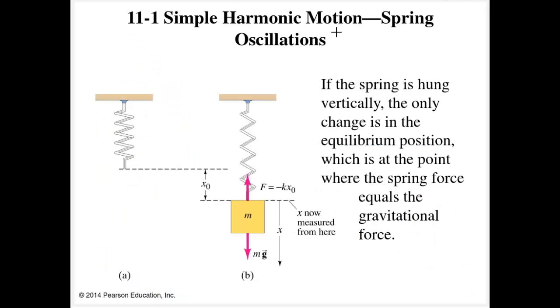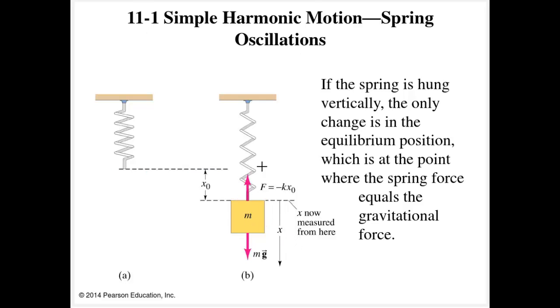We can still hang the spring vertically, or we can hang the mass vertically. All that we're really doing is changing the equilibrium point. The unstretched spring would initially be here. Now we hang a mass off of it, and the mass obviously has some weight, so it's going to stretch the spring down, and now the spring is exerting a force upwards, but now it's balancing gravity.